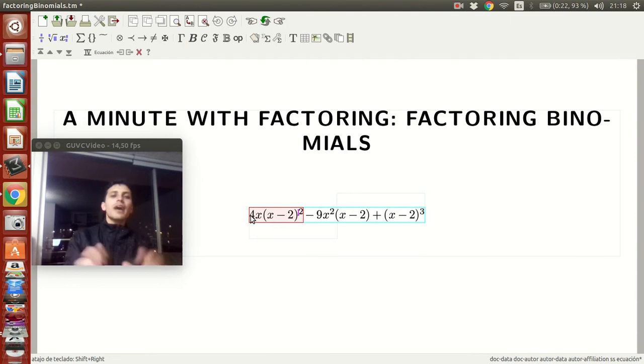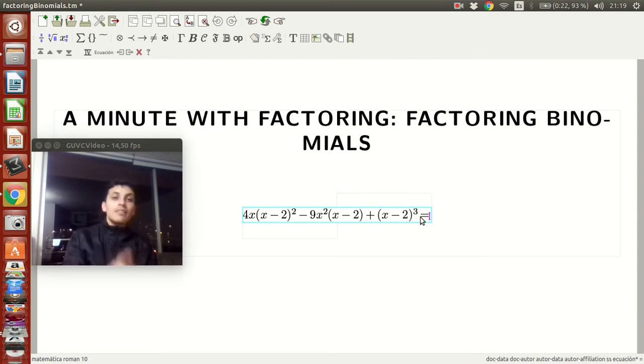Okay, so which are the factors of this term that I have circled in red? 4 is one of the factors, x is another factor, and x minus 2 to the second power is another factor. So if you're going to factor a binomial, you need to check if the binomial is in each term. For example, the x minus 2 is in each term. And you have to choose the lowest power, the lowest degree you have. So in this case, the lowest degree is x minus 2.